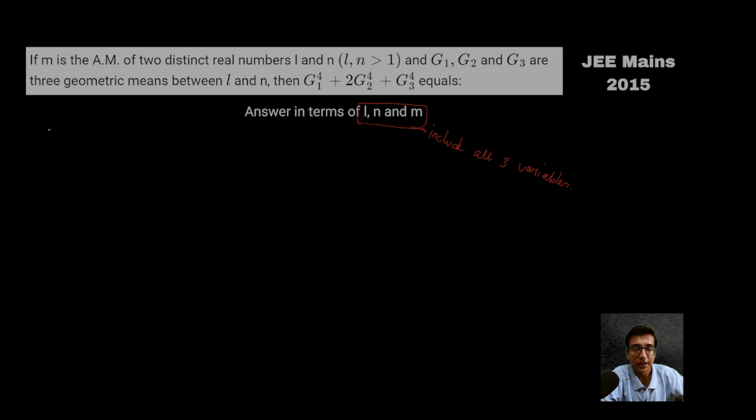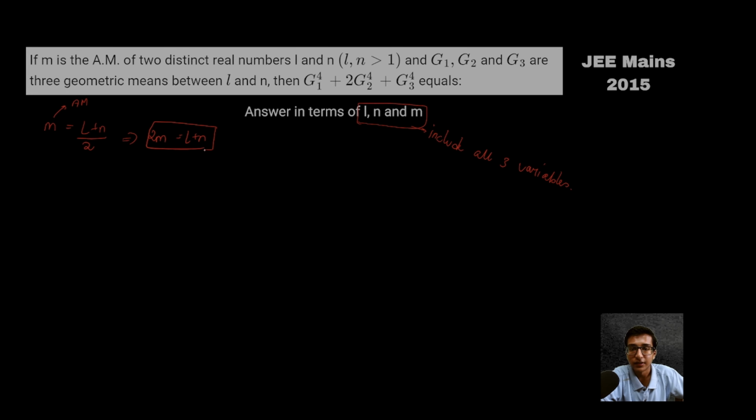So let's write down what has been given to us. If M is the arithmetic mean of two distinct real numbers L and N, so we know M is the arithmetic mean, that means M is equal to L plus N by 2, and we can write this as 2M is equal to L plus N.